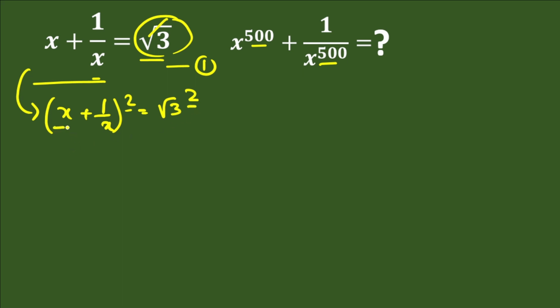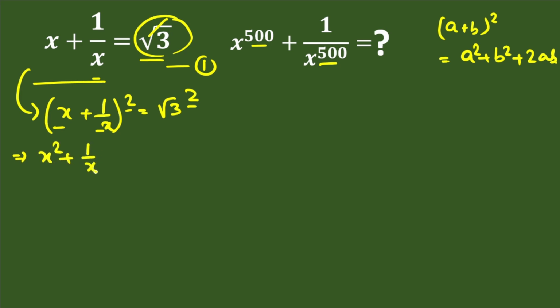So here it is in the form of a plus b whole square, and we know the formula is a square plus b square plus 2 times ab. Here a is x and b is 1 over x. So we'll write it as x square plus 1 over x square plus 2 times x multiplied by 1 over x, and that is equal to, on the right hand side, the square root and square will cancel, so we are left with 3. Now if we simplify here, x and x will cancel.